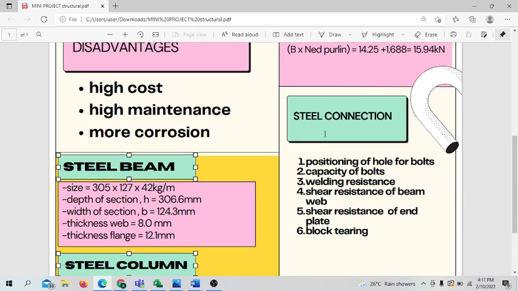For all the calculations that we did, all the data is passed and the structure is ready to be constructed.